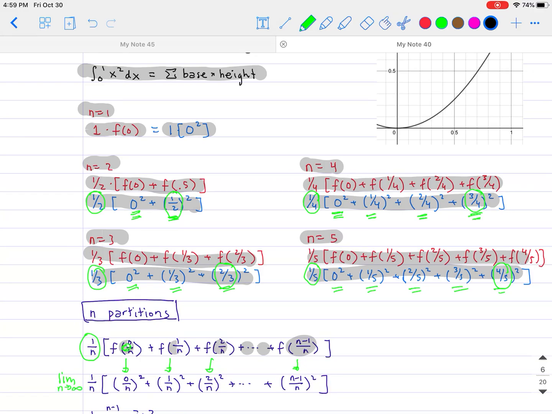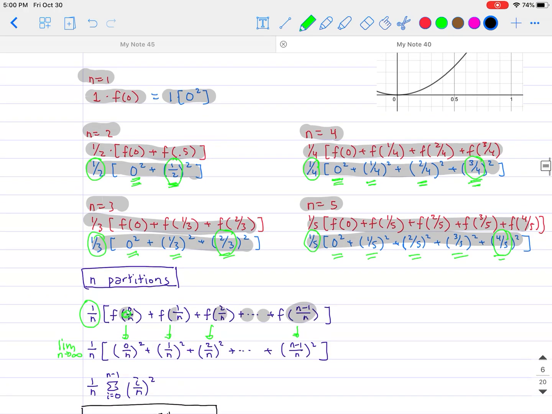Well, right there, that's going to be my answer. If I can somehow find what this sums up to be as n approaches infinity, then we actually have our area under the curve. So it's just a matter of being able to solve for that limit, and that's what this section is about.